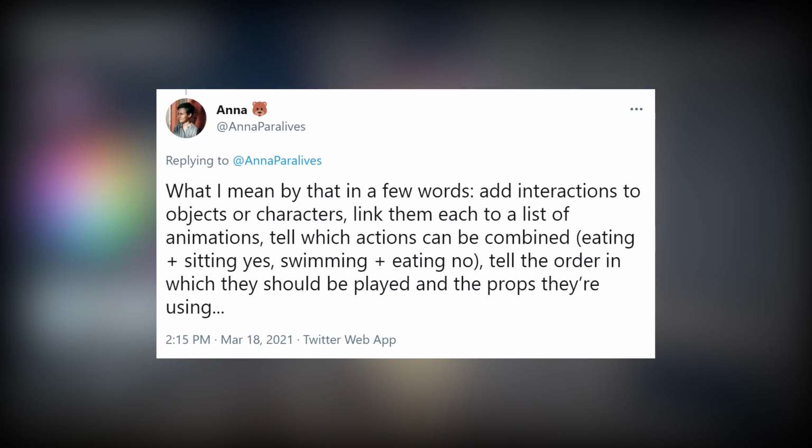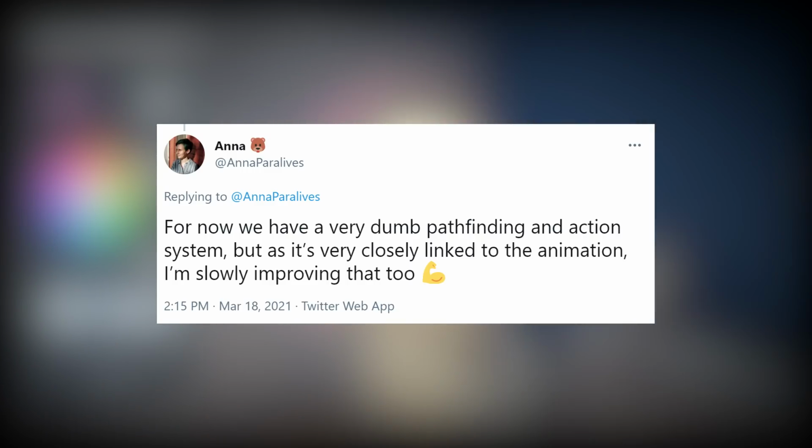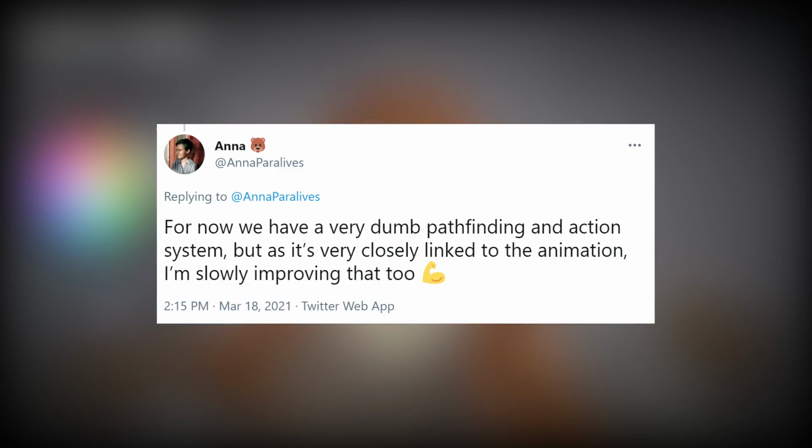What I mean by that in a few words: add interactions to objects or characters, link them each to a list of animations, tell which actions can be combined, for example, eating plus sitting yes, swimming plus eating no, tell the order in which they should be played and the props they're using. For now, we have a very dumb pathfinding and action system, but as it's very closely linked to the animation, I'm slowly improving that too.